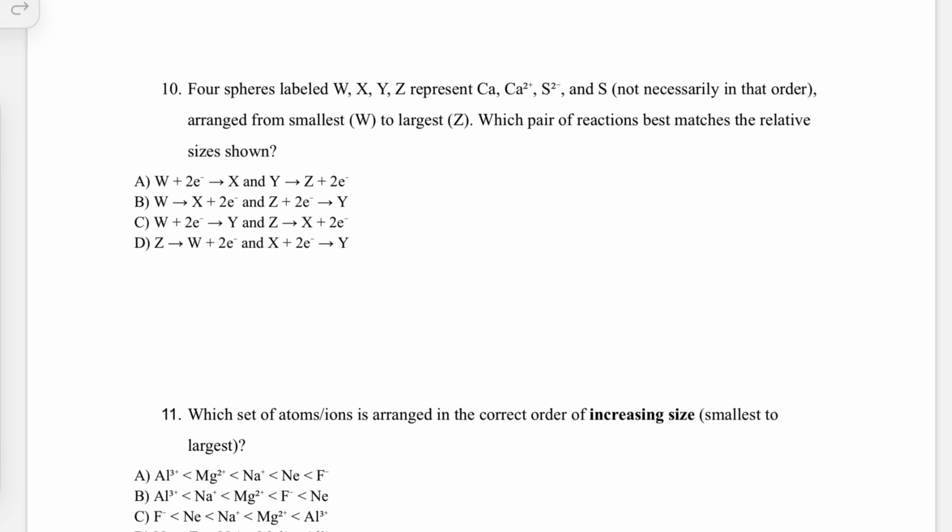Question 10, we have 4 spheres labeled W, X, Y, and Z. The smallest is W and the largest is Z. And which pair of reactions best matches the relative sizes shown? So let's first determine the order, like which one is which. So we know that the calcium cation is smaller than calcium, and then the sulfur anion is greater than sulfur.